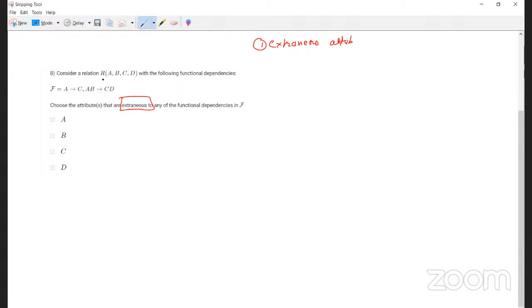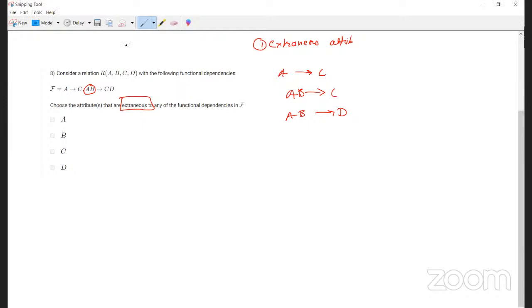If you are checking for the left-hand side, we can split like this: A determines C, AB determines C, and AB determines D. Right. So from the first functional dependency, we have A determines C. And in the second, we are writing AB determines C. So A is sufficient to determine C, right? So B is extraneous there. We don't need to write B.